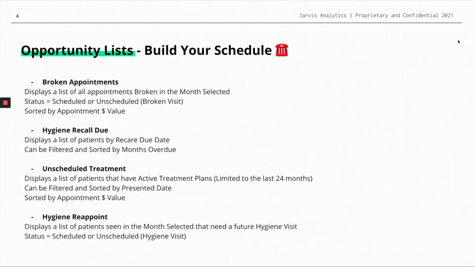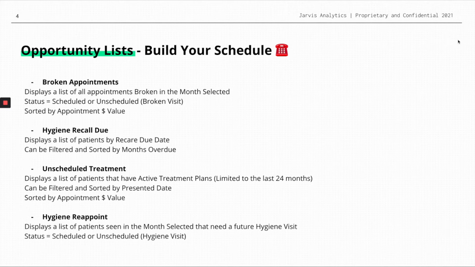Opportunity lists are at the bottom of the schedule view page. Opportunity lists allow you to build your schedule in 4 ways. The first way is broken appointments. This opportunity list displays a list of all appointments broken within the month selected. It will include both your scheduled and unscheduled broken visits, so you'll want to sort this list to identify your unscheduled visits first, and then sort by the appointment dollar value, highlighting in green your most high value appointments.